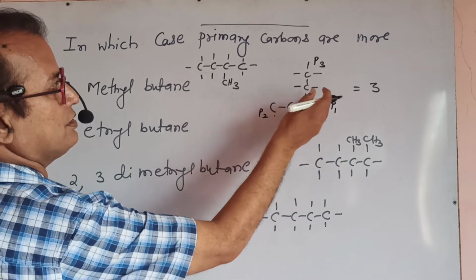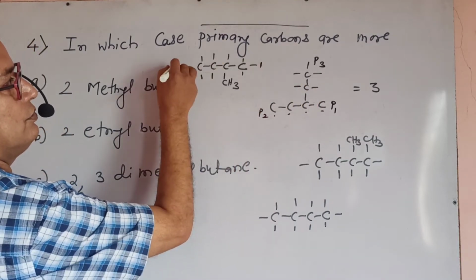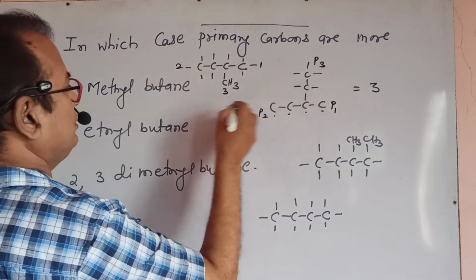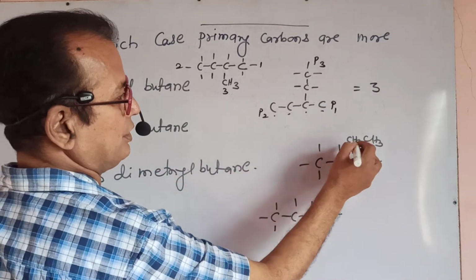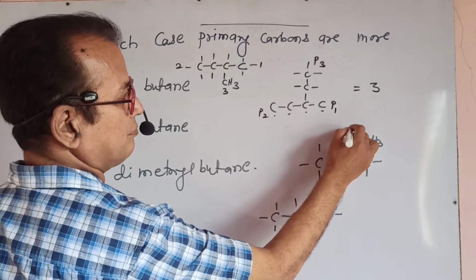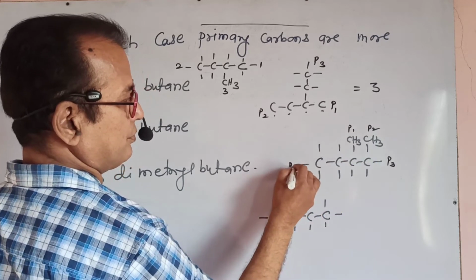It is 2-ethyl butane. Here primary 1, 2, 3. It is 2-ethyl butane. It is 2,3-dimethyl butane.